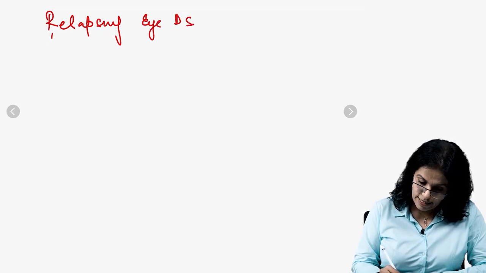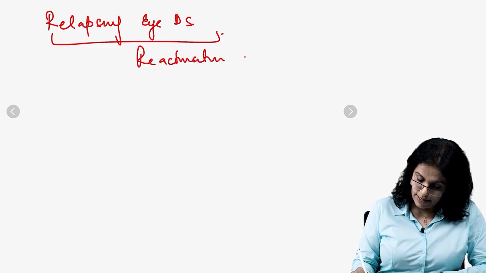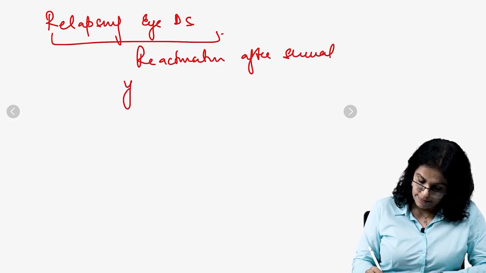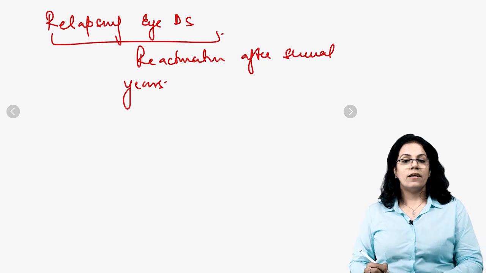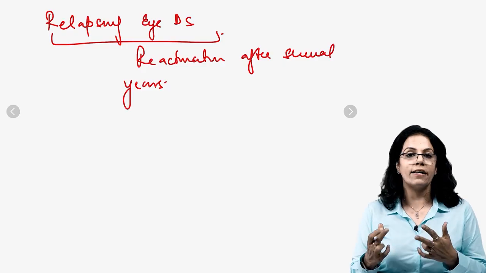So what will you write here? Reactivation after several years. Okay, so that was about the clinical feature: acute presentation, chronic and relapsing.